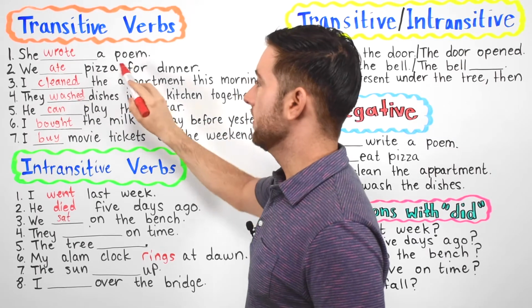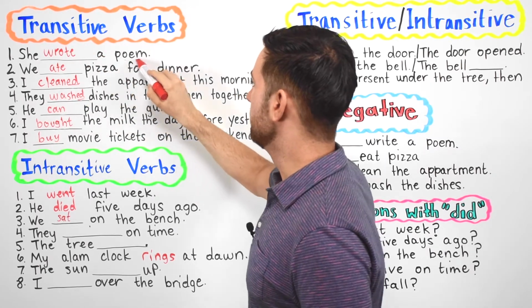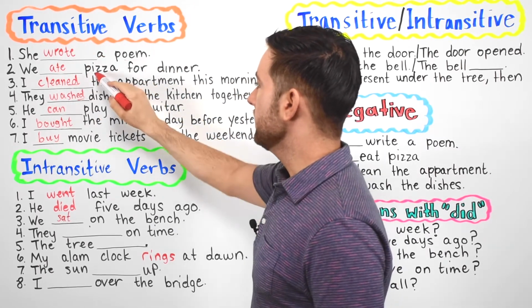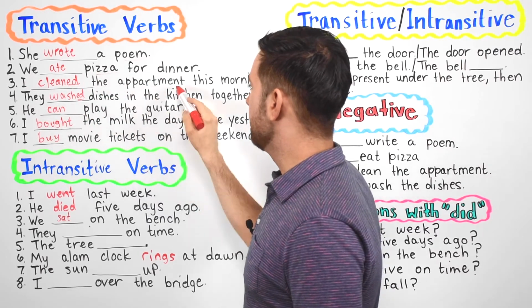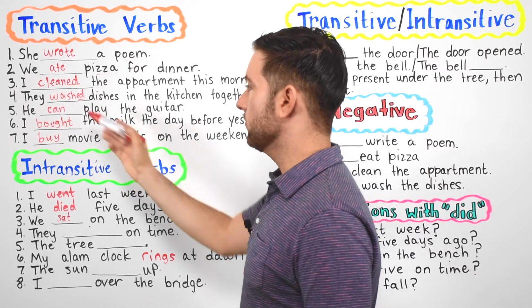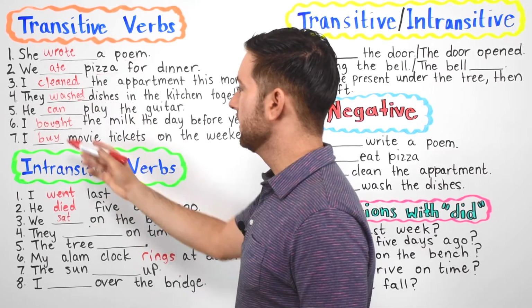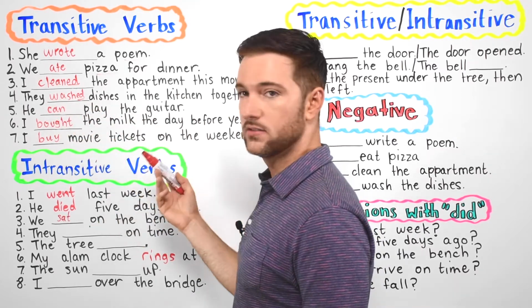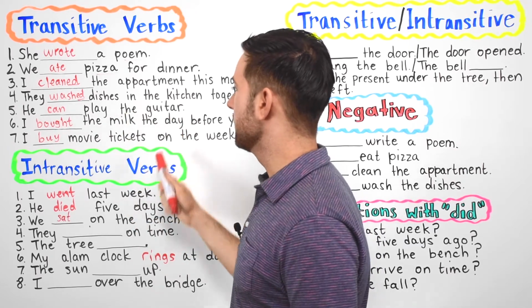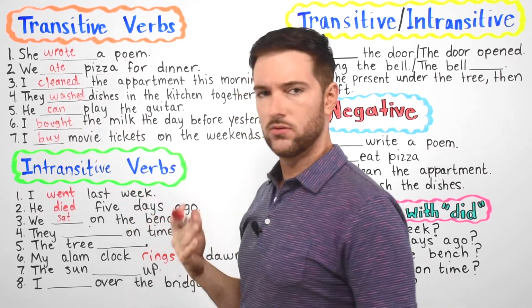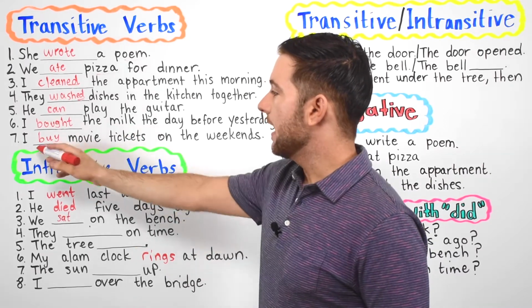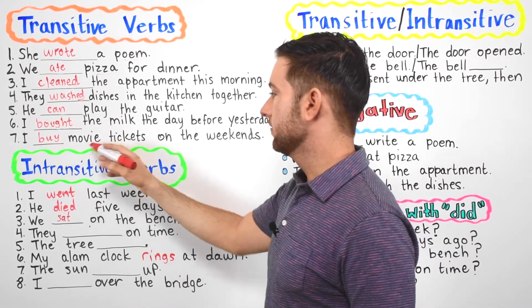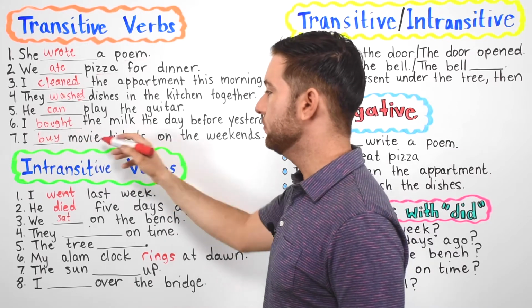So notice here with transitive verbs, we're talking about the verb doing something. She wrote what? She wrote a poem. We ate what? We ate pizza. I cleaned what? I cleaned the apartment. They washed what? They washed dishes. He can play what? He can play the guitar. I bought what? What did you buy? Bought the milk. I buy blank, right? I buy what? Movie tickets, okay?